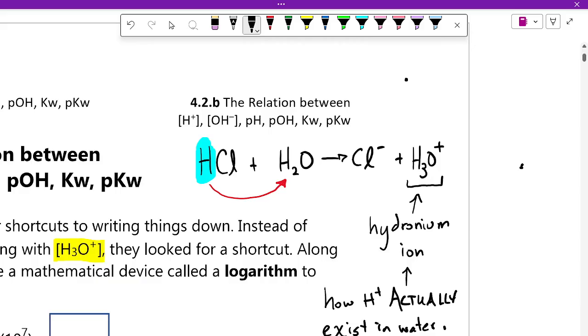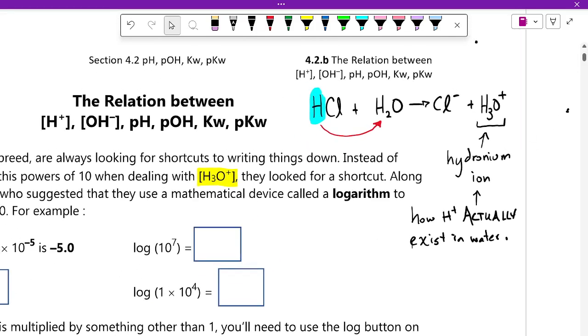Okay, so not a big deal. Like I said, you're going to learn about that over spring break with Mr. Kolber. He's going to teach you about that. But yeah, so H+ doesn't actually just float around by itself. It attaches itself to water and becomes the hydronium ion.